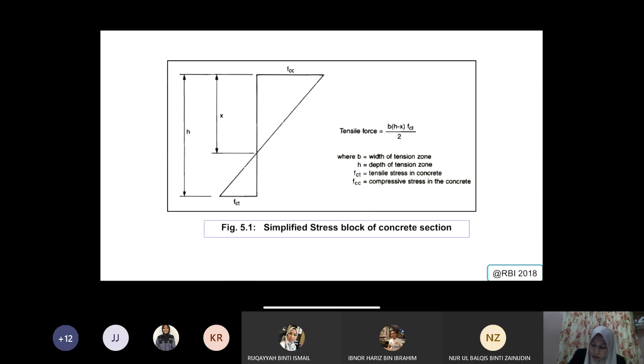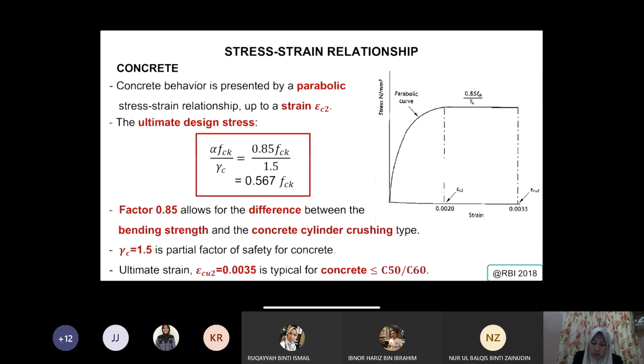Simplified concrete section. Then we go to the stress-strain relationship of concrete. Before that is the stress block. Concrete behavior is parabolic. This one is taken from the standard.